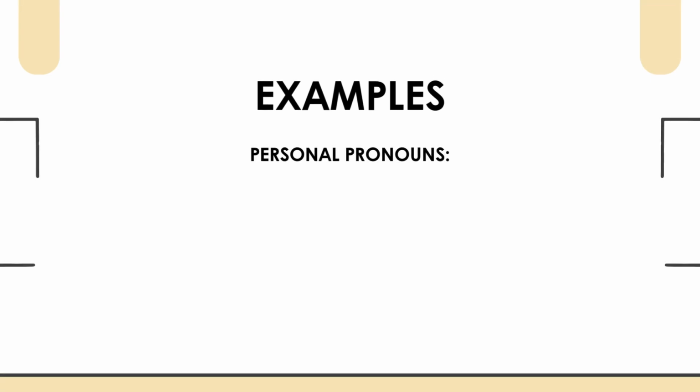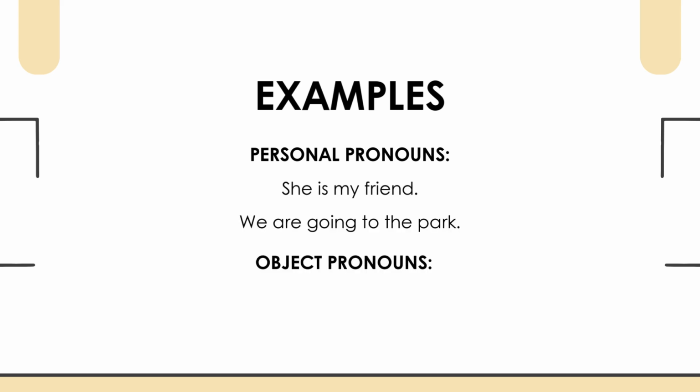Let's look at some examples to see these pronouns in use. For personal pronouns, we can say, "She is my friend," or "We are going to the park." For object pronouns, consider "Can you help me?" or "I saw them yesterday." Notice how the pronouns change depending on their role in the sentence. Keep these examples in mind. They'll be useful during the practice exercises.